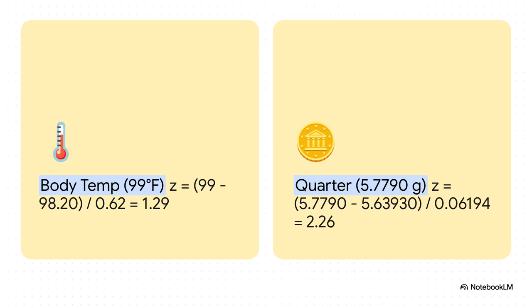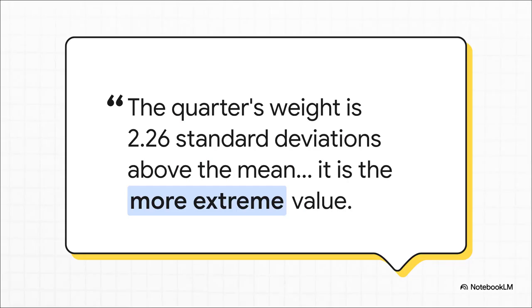For the body temperature, we get a z-score of 1.29. Then we do the same calculation for the quarter's weight, and we get a z-score of 2.26. Just like that, we've put two totally different measurements on the exact same scale. And that is the key. The temperature is only 1.29 standard deviations away from its average. But the quarter? It's a whopping 2.26 standard deviations away from its average. The higher z-score tells us, without a doubt, that the quarter's weight is the more extreme, more unusual value of the two. Pretty cool, right?